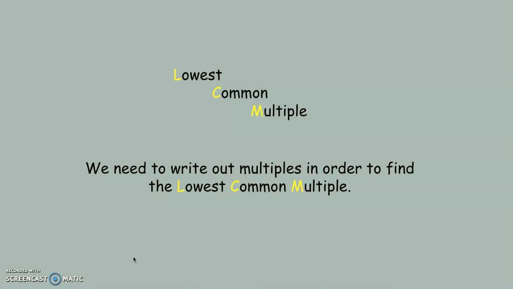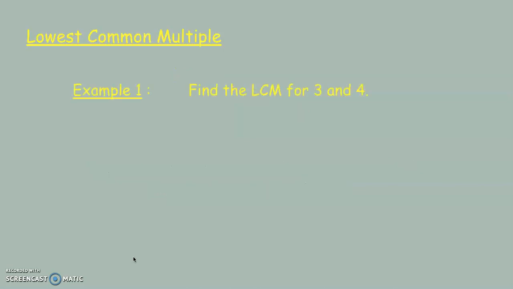A lot of the time when we talk about lowest common multiple, you'll see us just write it as LCM, okay? So, example 1. I want you to find the lowest common multiple for 3 and 4. So you want to find the smallest number that appears in both the 3 and the 4 times table.